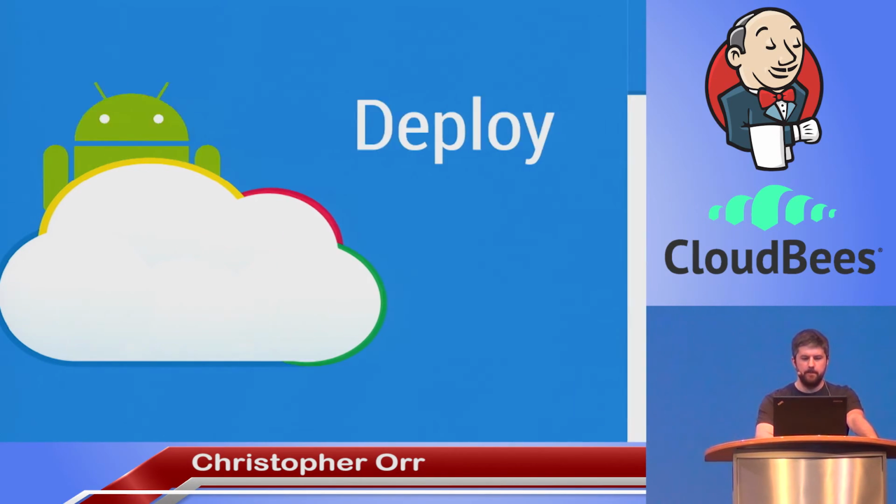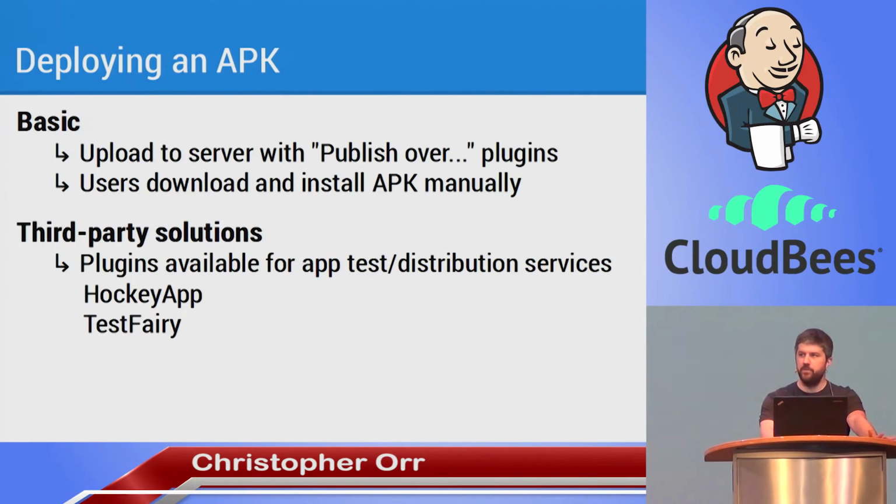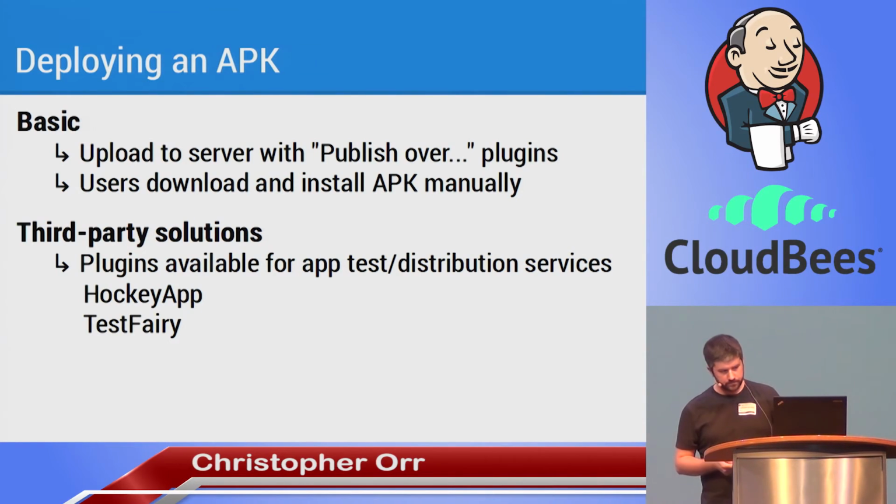So there are various ways we can get an APK from Jenkins. The most basic and simple is uploading your app to a server somewhere and telling people to download it. This isn't really ideal because users have to go through some manual steps in the settings of their Android device. They have to download it, they have to install it. There are also third-party solutions like Hockey App or Test Fairy is one, apparently. And these have Jenkins plugins. Hockey App is what we use a lot.